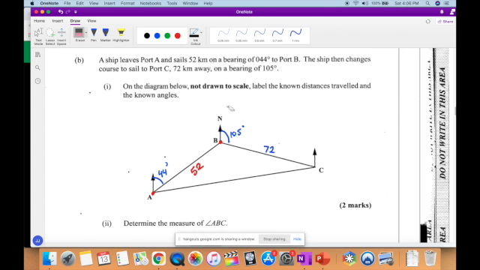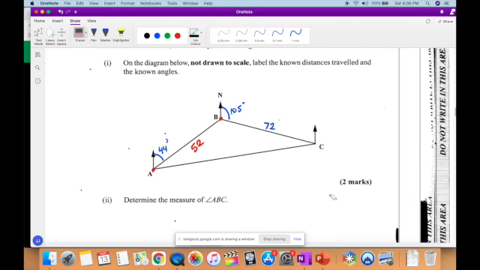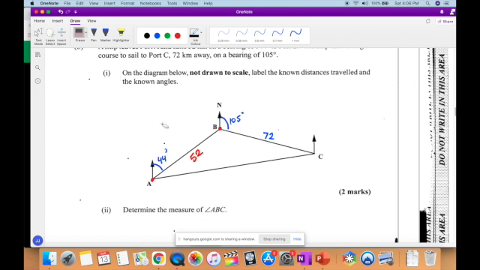Right, okay. So on the diagram, not drawn to scale, label the known distances traveled and the known angles. So you can see here, that was 2 marks that you would have lost if you didn't put the angles in the correct place. Yeah. Determine the measure of angle ABC. So angle ABC is this one here. How are we going to find that angle? Anybody? This is actually quite easy.